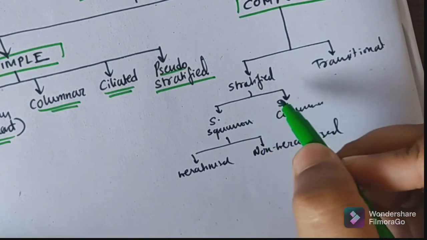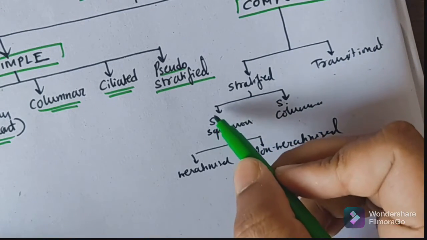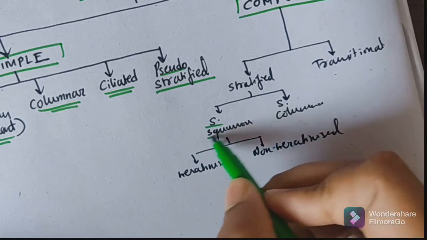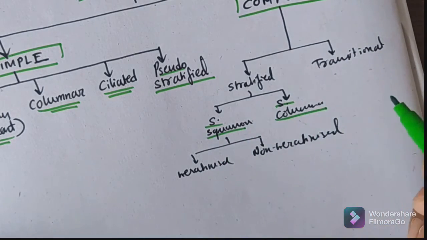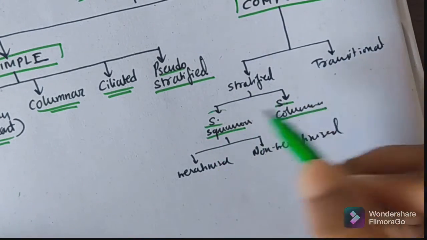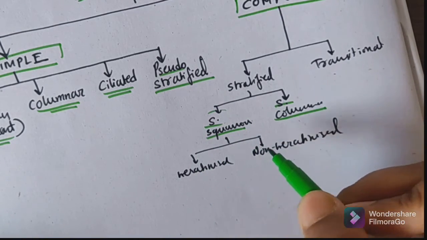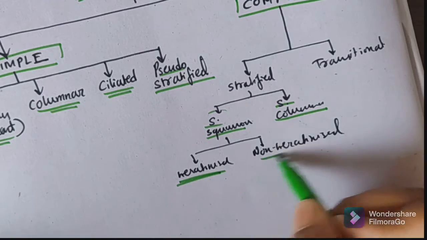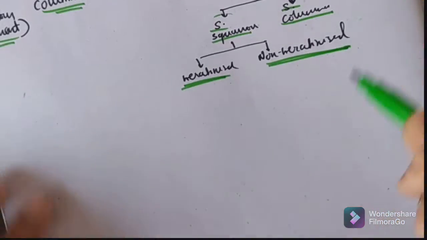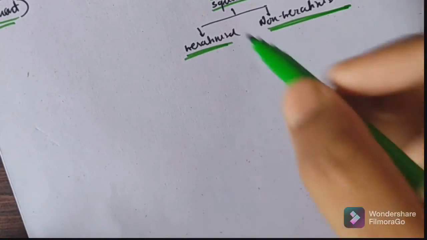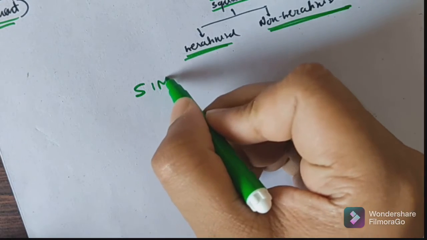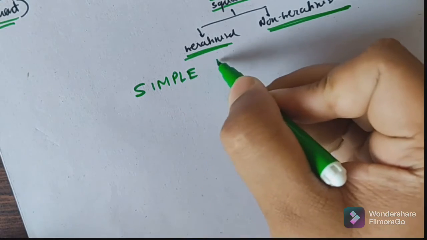Now the stratified epithelium is further subcategorized into stratified squamous and stratified columnar epithelium. But now the stratified squamous epithelium will again be differentiated on the basis of keratin content into keratinized and non-keratinized epithelium. Okay, now we are going to discuss about the simple epithelium.